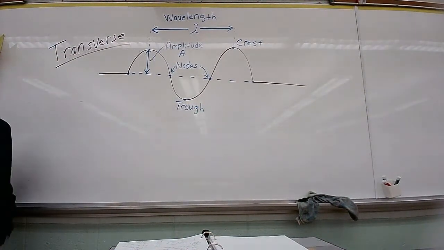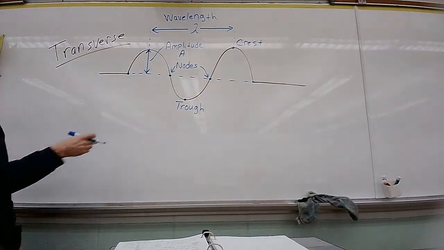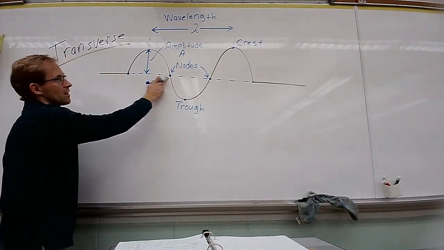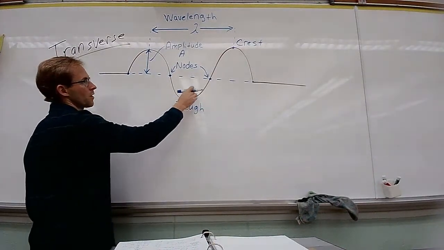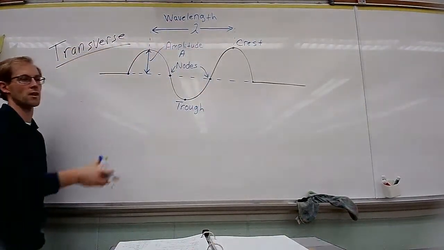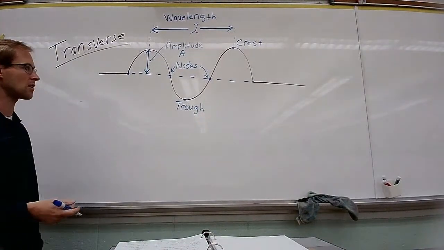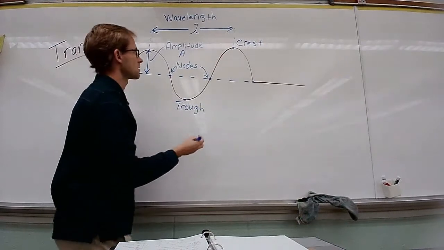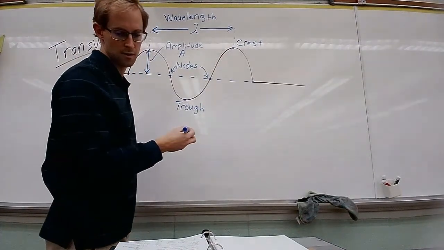If your node is this part in the middle of your wave, the antinode is just going to be the far away part of your wave. In other words, a crest or a trough. So antinodes are also known as crests and troughs. However you want to word that.